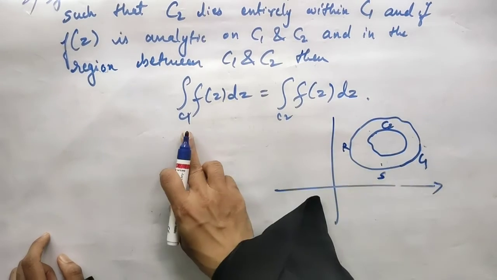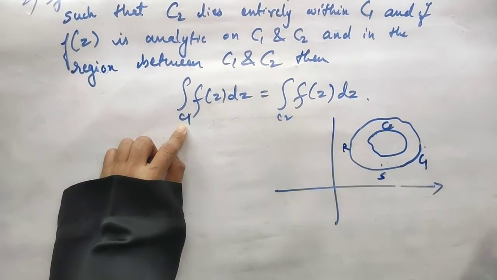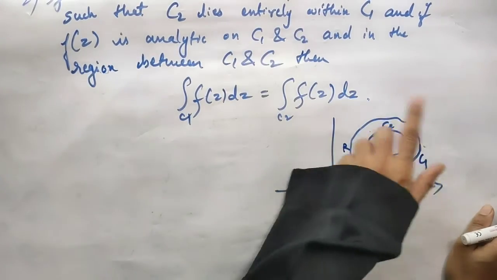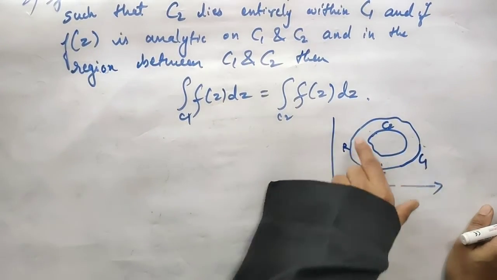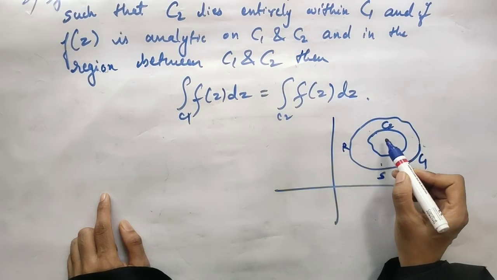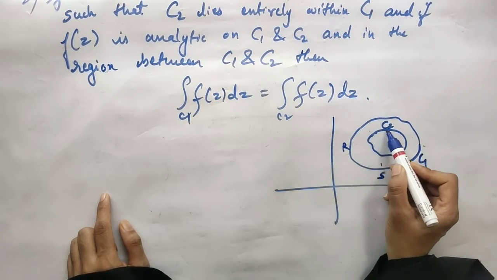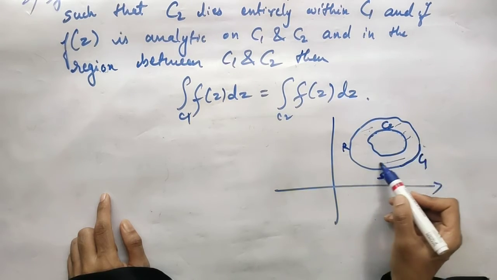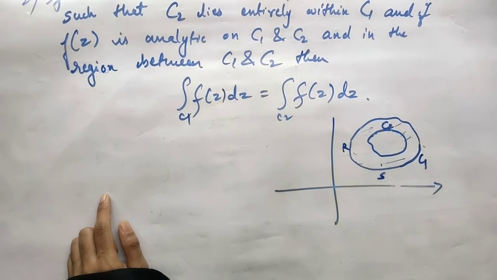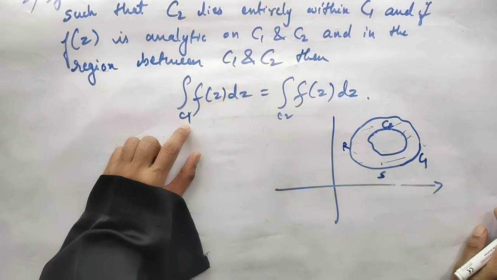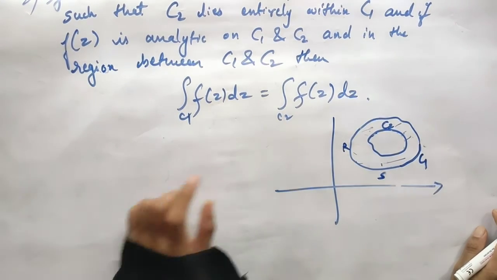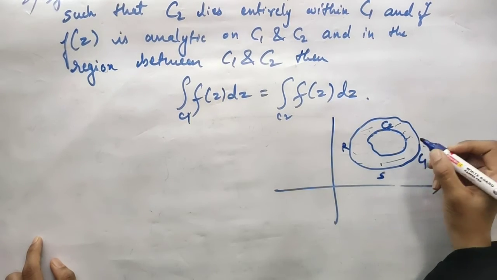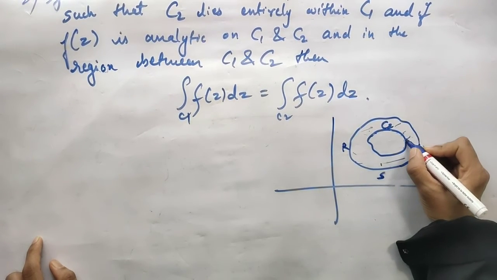Then consider the integration over the curve C2, and what is being said about f of z? f of z is analytic on C1 and C2, and also in the region between C1 and C2, that is the annular region between C1 and C2. Then the integration along C1 f of z dz will be equal to the integration along C2 f of z dz. The proof is not necessary, but I'll give you a small hint. It's very easy to prove this.